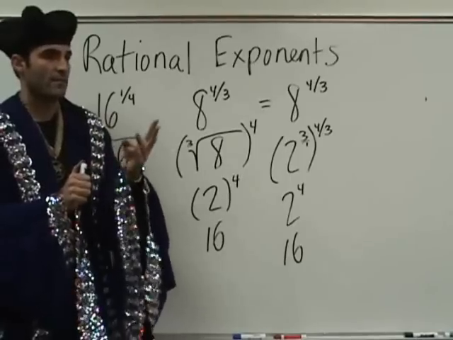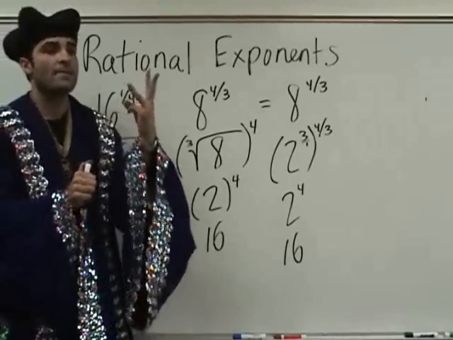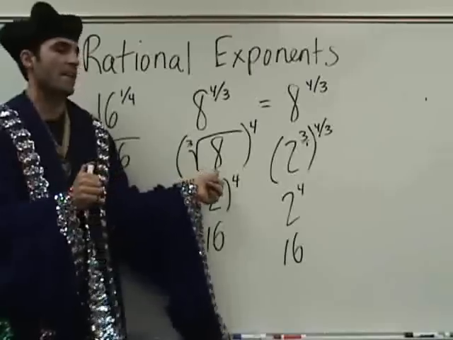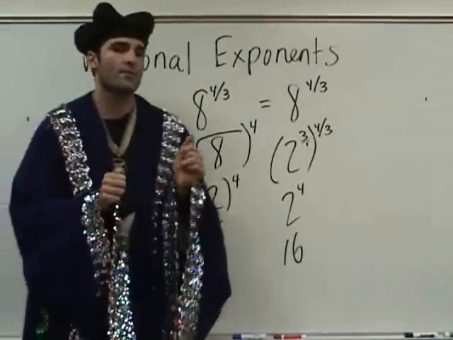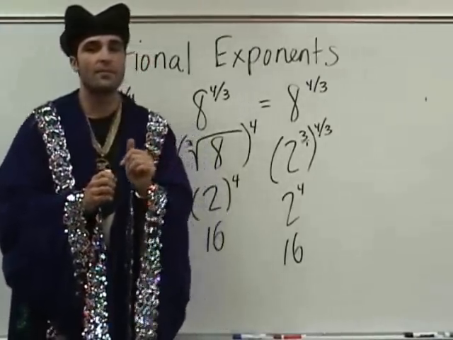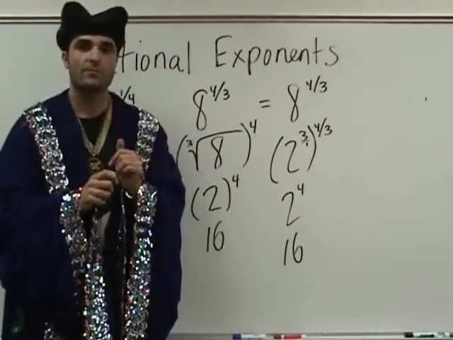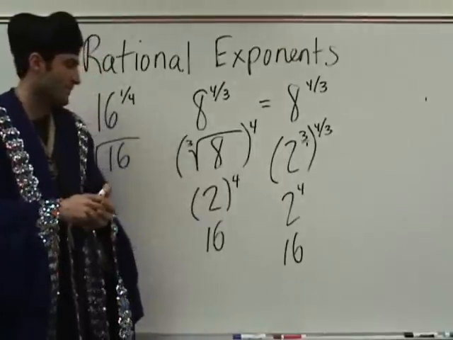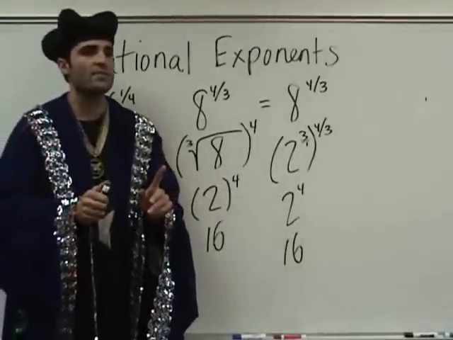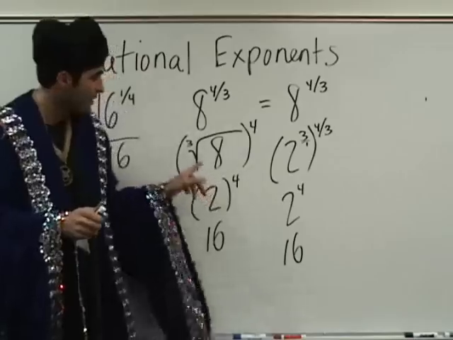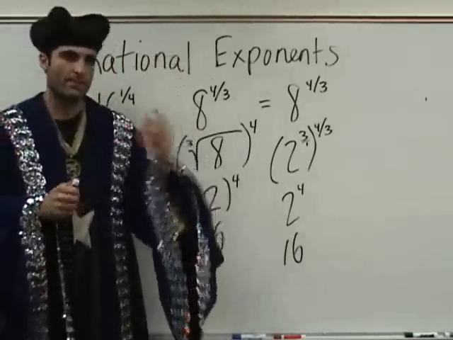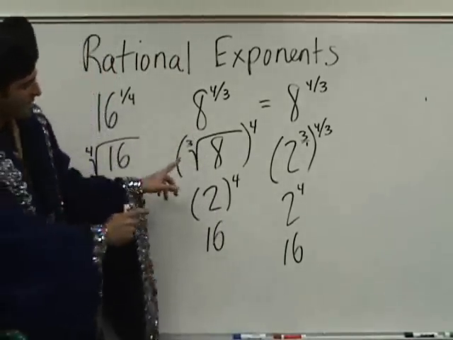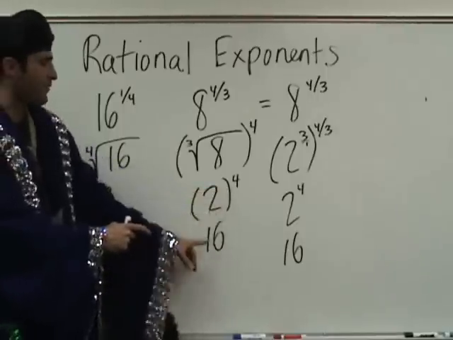What times what times what? Correct. A number times itself 3 times equals 8. What is the number times itself 3 times that equals 8? 2. 2, right? Say it loud, it's okay. 2. Okay. Does that answer your question? Cube root means what times what times what. Okay? And that's where 2 comes from. And now 2 to the 4 is 16.